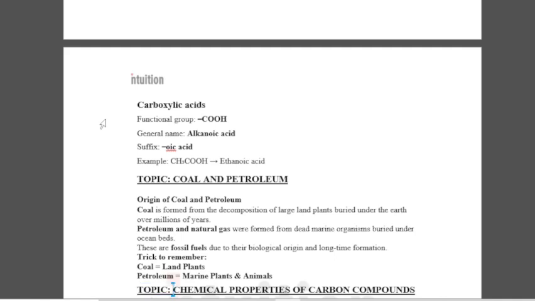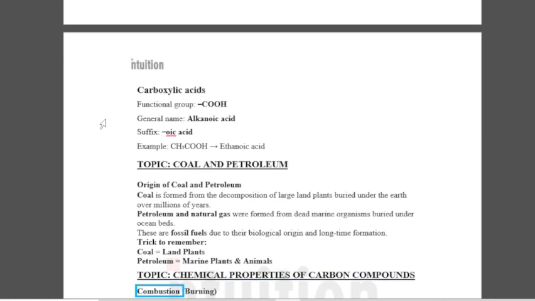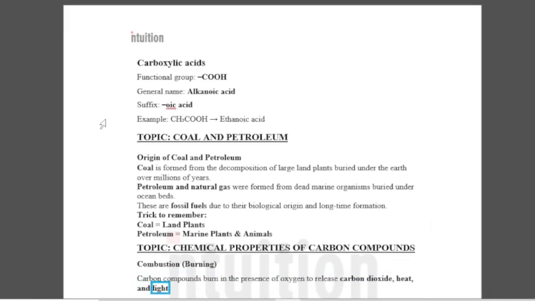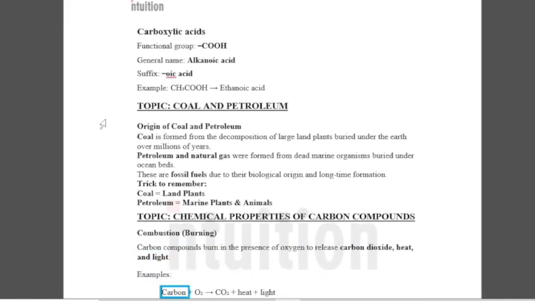Topic: Chemical properties of carbon compounds. Combustion, or burning: carbon compounds burn in the presence of oxygen to release carbon dioxide, heat and light. Example: C + O2 gives CO2 plus heat and light.